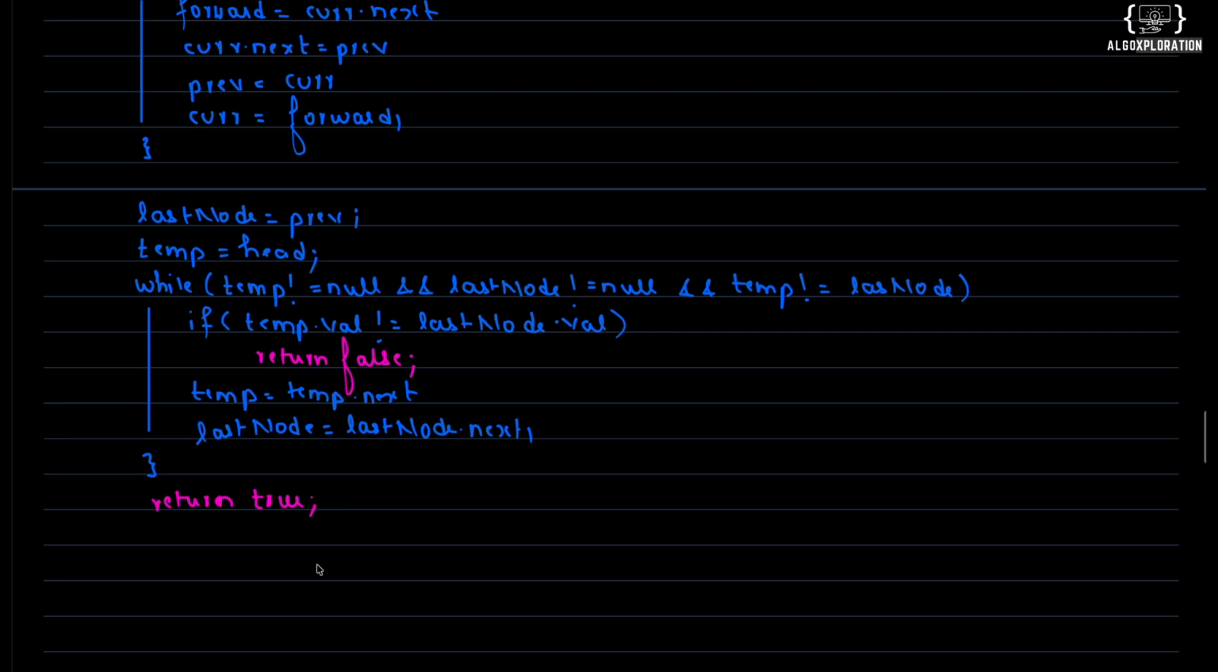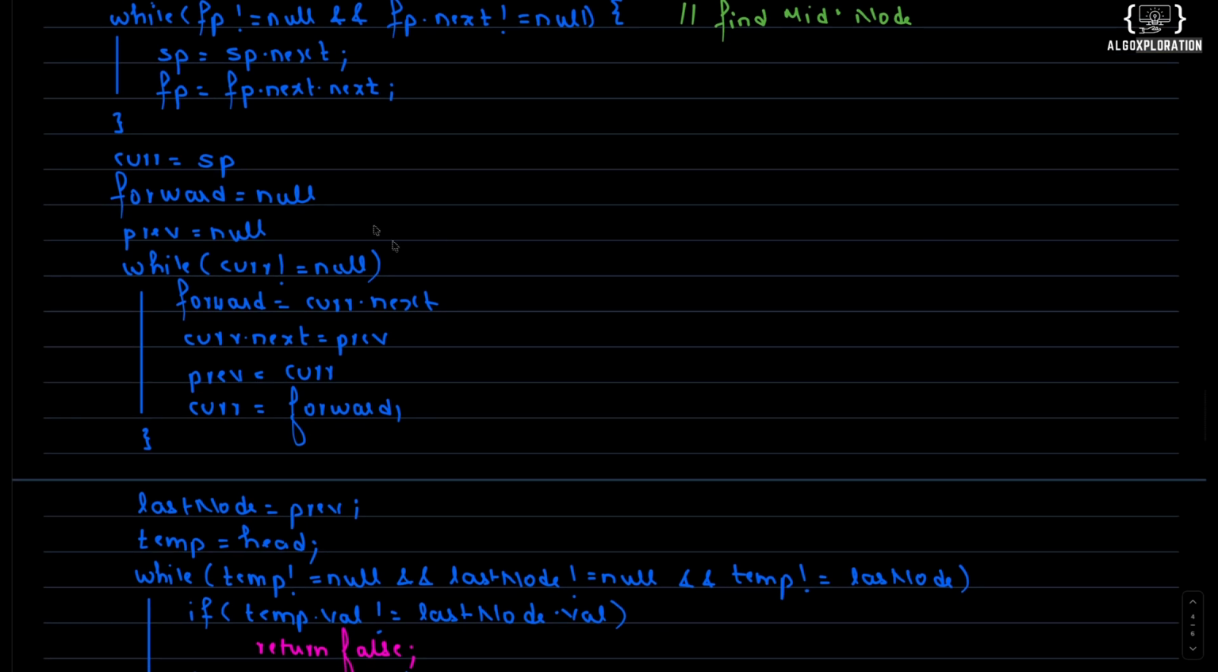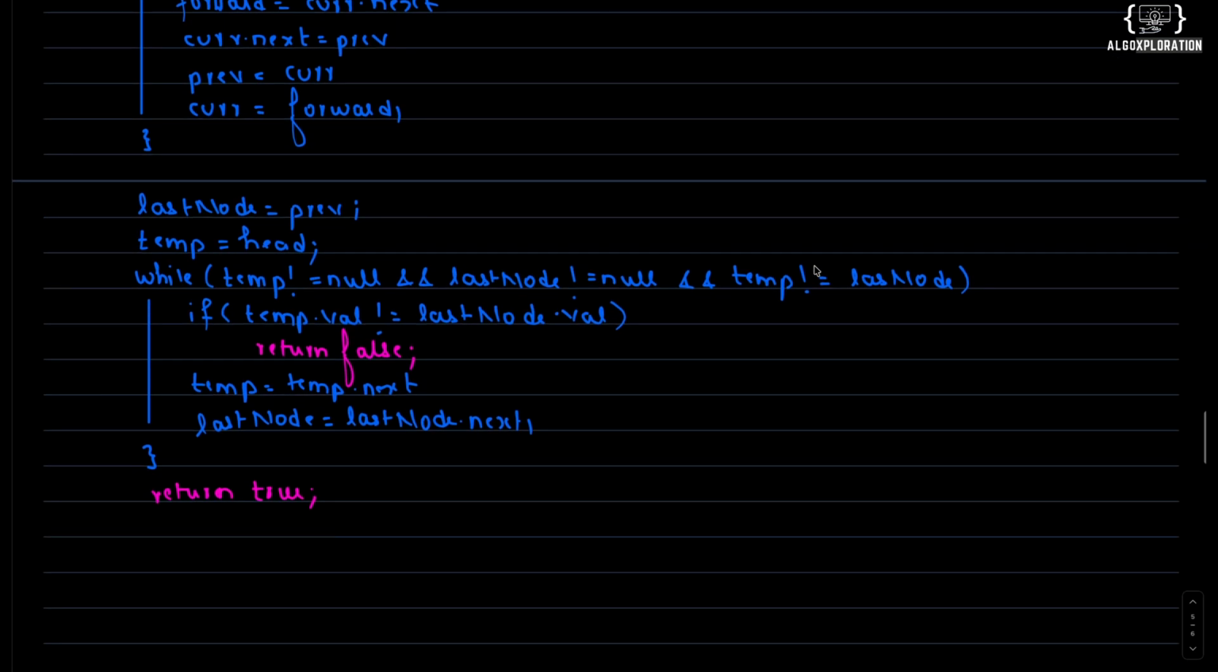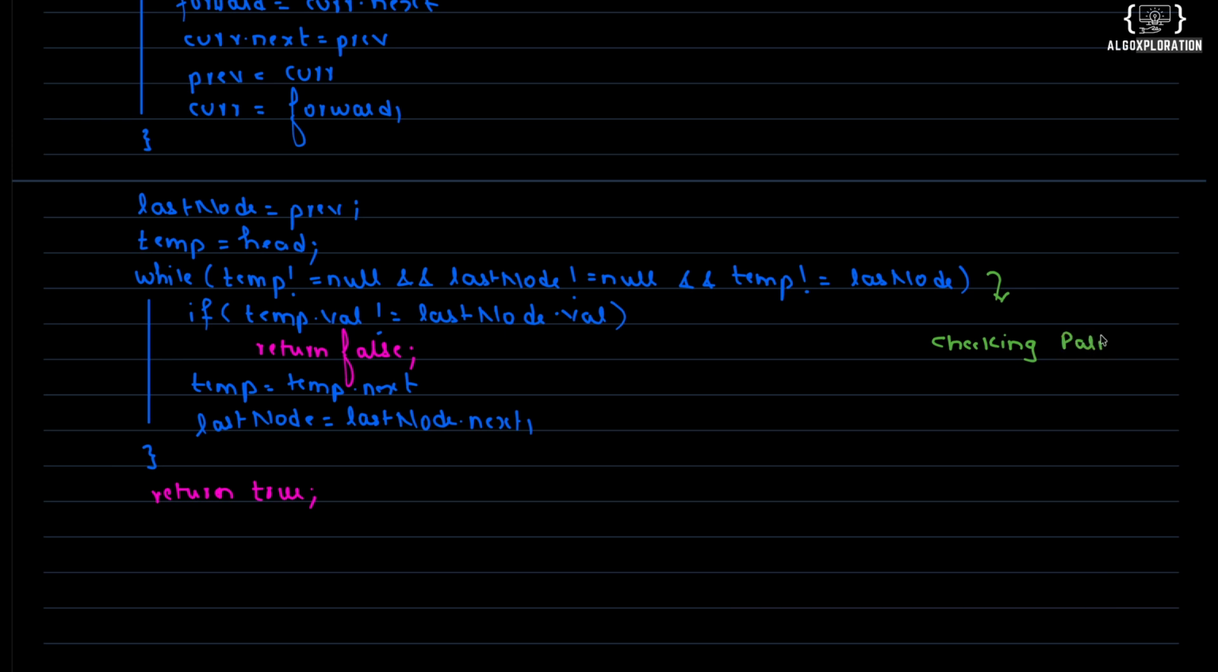So I'll write here again that this part is for finding the middle node, this is for reversing the half linked list, and this is for checking the palindrome using the two-pointer technique.